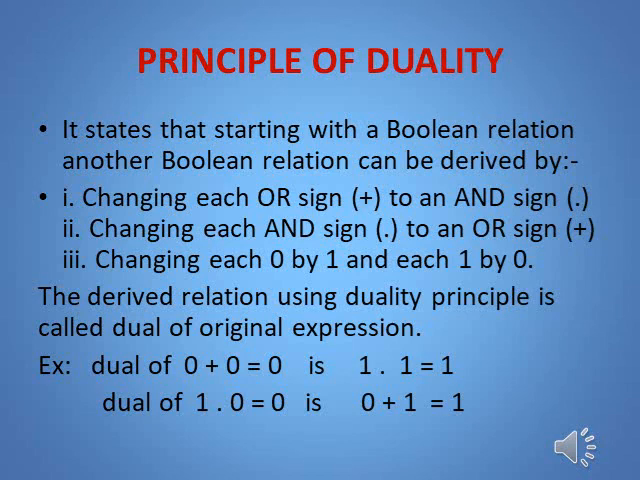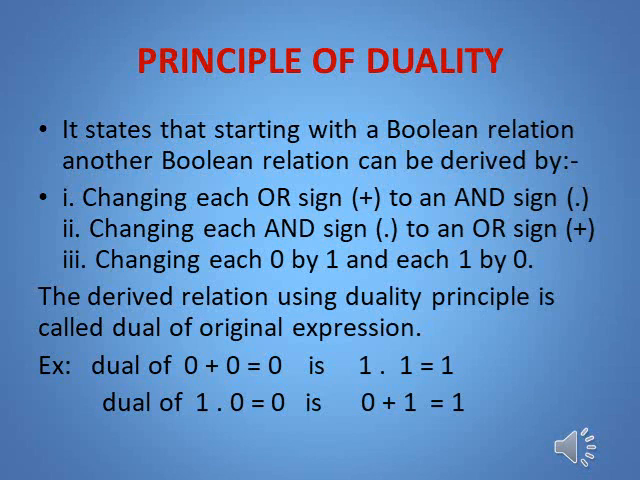After knowing about the postulates of Boolean algebra, now we shall discuss a very important law in Boolean algebra, that is called the principle of duality. It states that from a given Boolean expression, we can derive another Boolean expression by changing the following things. Change each OR sign, that is plus sign, to an AND sign, that is dot. Change each AND sign into an OR sign. Then change each 0 to 1 and each 1 to 0. Then the resulting expression is called the dual of the original expression. So this principle is called the duality principle.